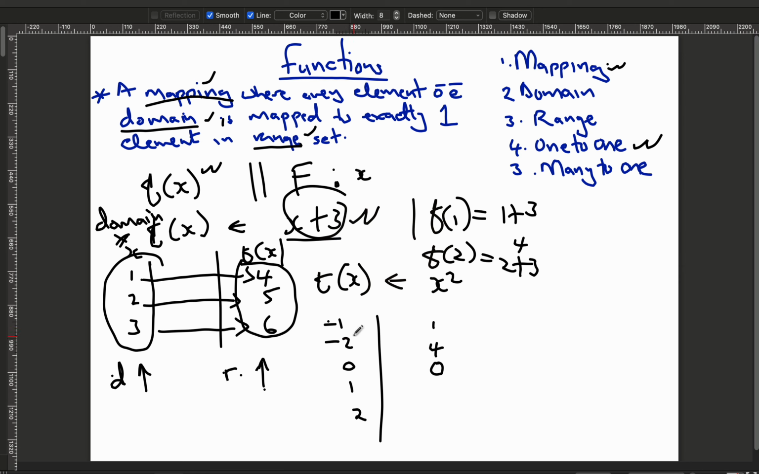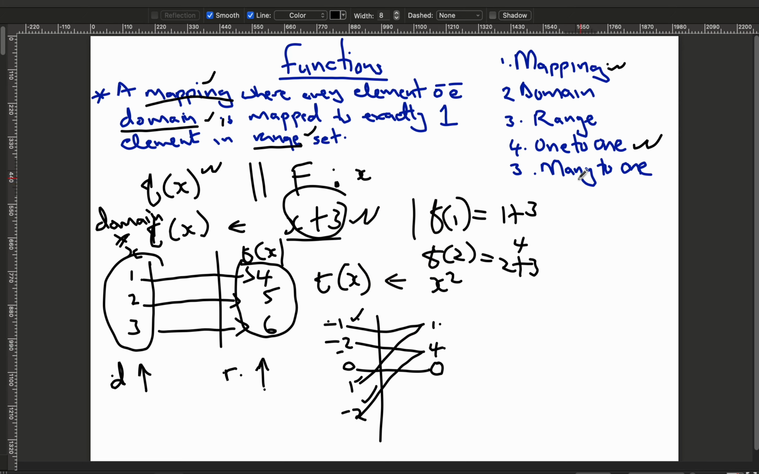So this is pointing to this. This is pointing again to this. This is pointing to this. This is also pointing to this. And this is pointing to this. So we are saying now we have two values of x, this and this, that are giving me the same value. Two different values of x that are giving me the same value.